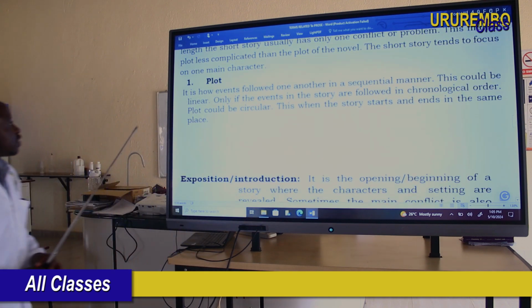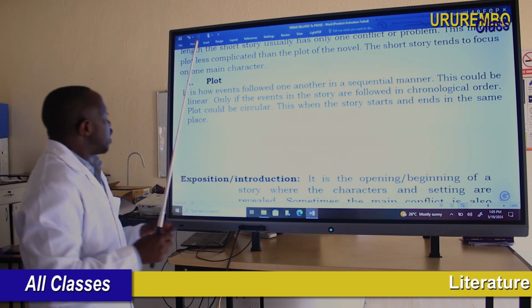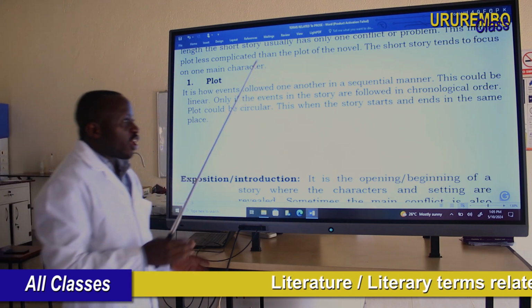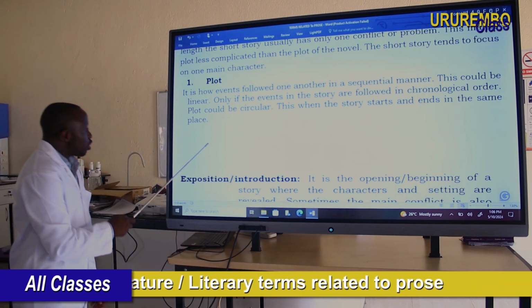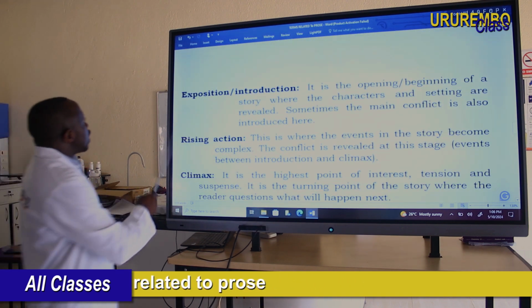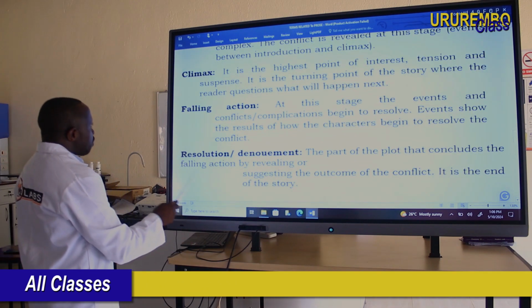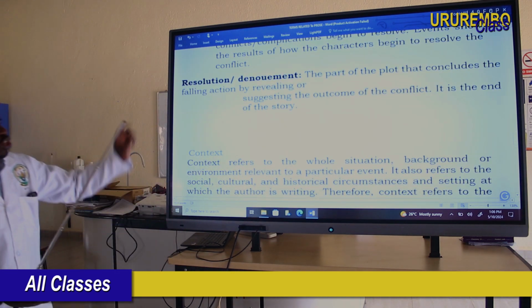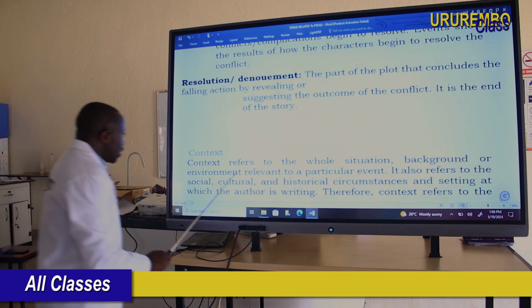So what is a plot? It is how events follow one another in a sequential manner. Plot is the sequence of events. So a plot should have exposition, rising action, climax, falling action, and resolution. And we're going to have a separate lesson on the details of plot. And then let's go to the other term.